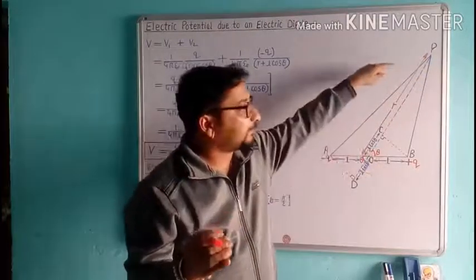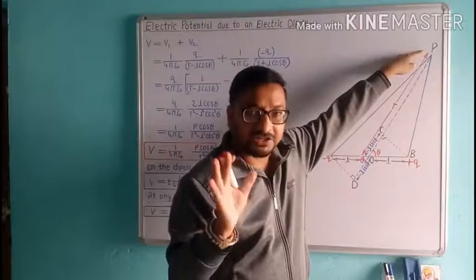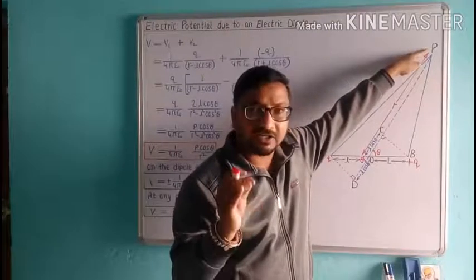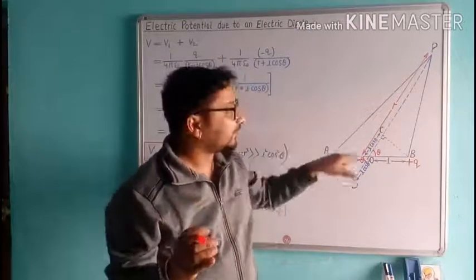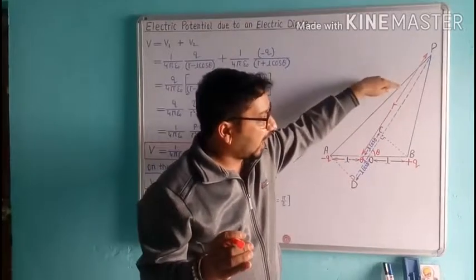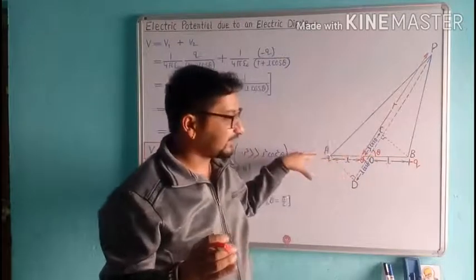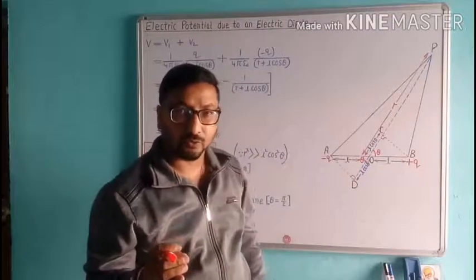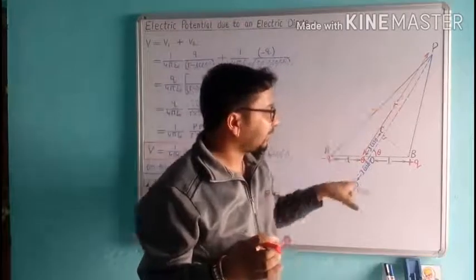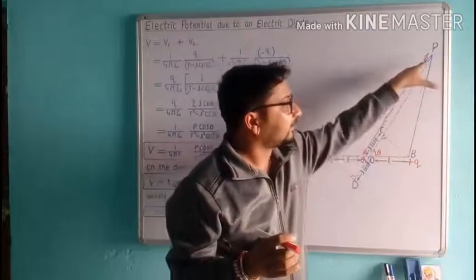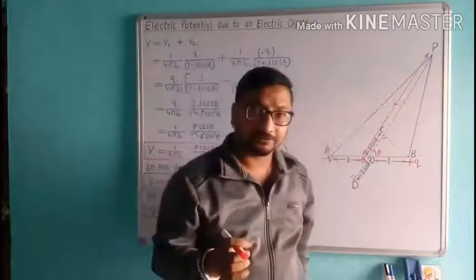Suppose the polar coordinates of point P are r, theta with respect to the center of the electric dipole. That means point P is situated r distance apart from the center of the dipole and makes angle theta with the dipole axis at point O. Now draw lines from A to P, O to P and B to P. We get the AP line, OP line and BP line.